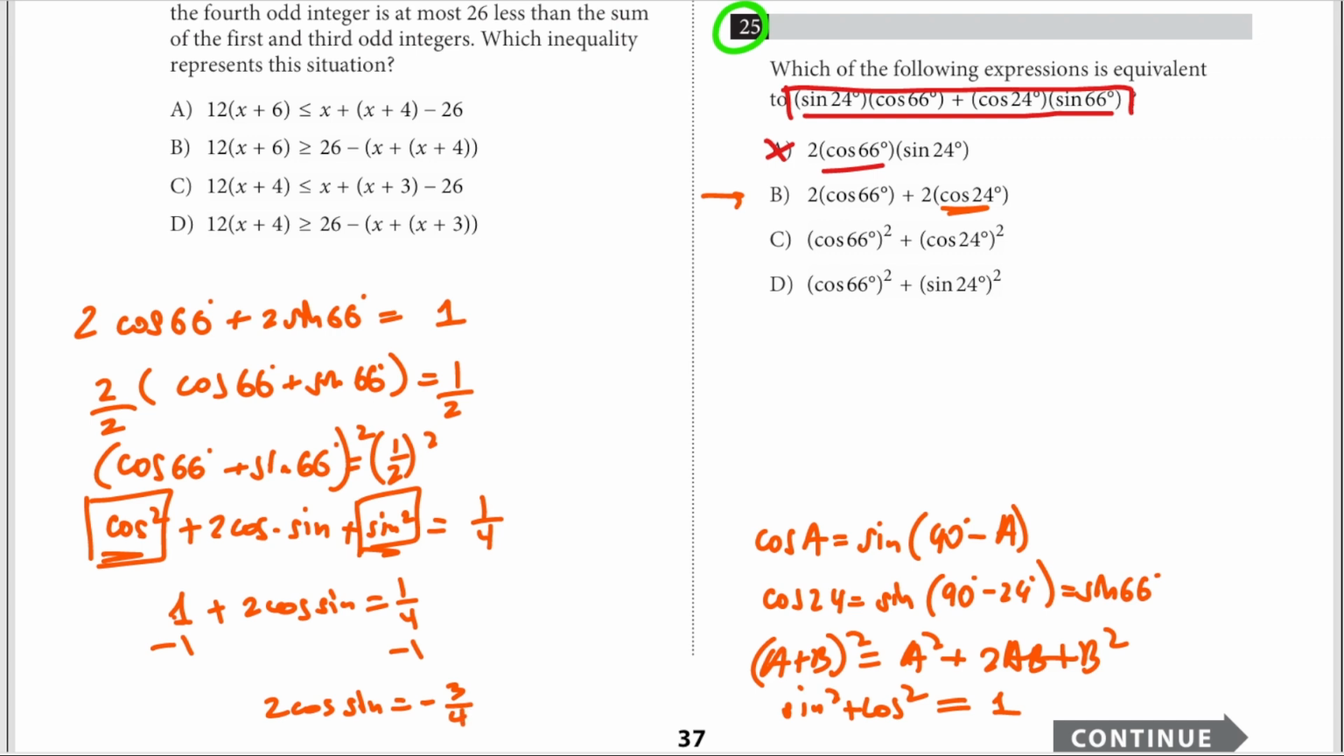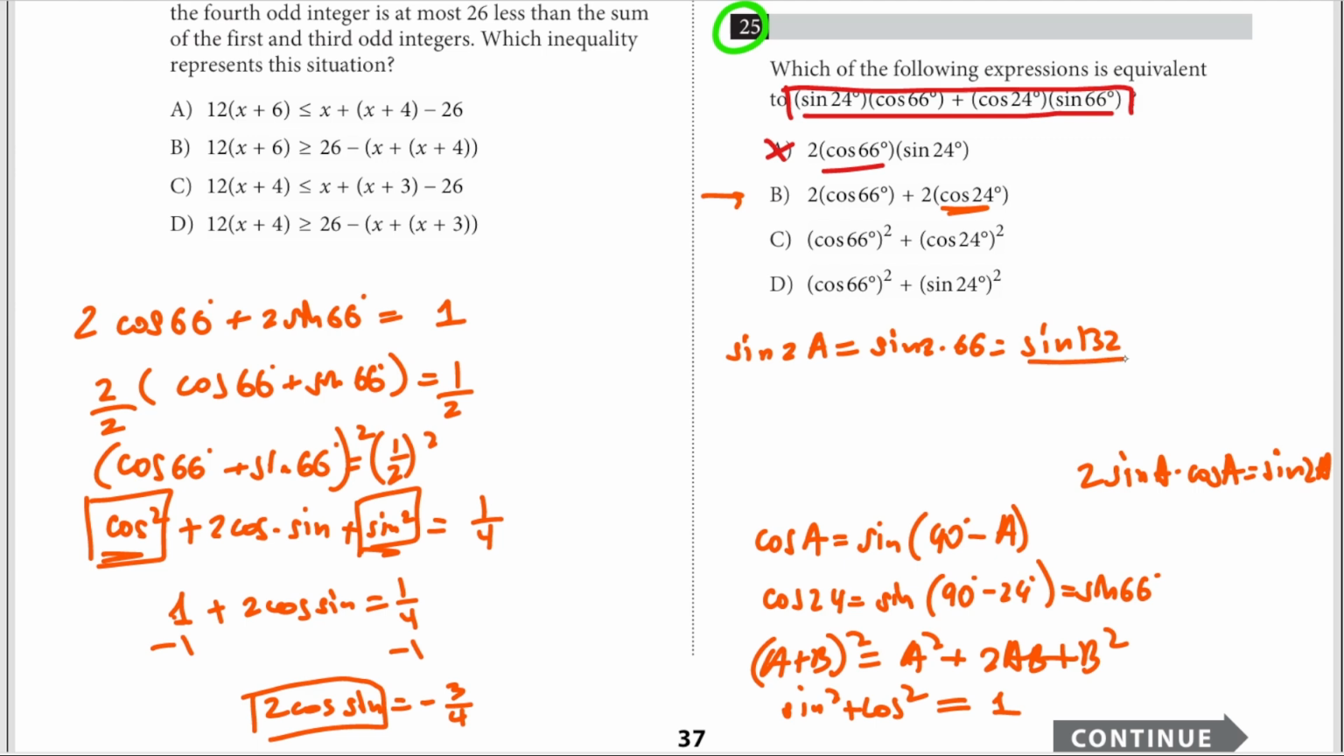And then, what is 2 cosine times sine? Well, that's equal to sine of 2a, which is equal to sine of 2 times 66, which is equal to sine of 132. How do we know this? Another formula is, again, 2 sine a times cosine a is equal to sine of 2a. So sine of 132 has to be equal to negative 3/4. You can check this in Desmos and see if this is true, but this is not true. Hence, B can be eliminated.